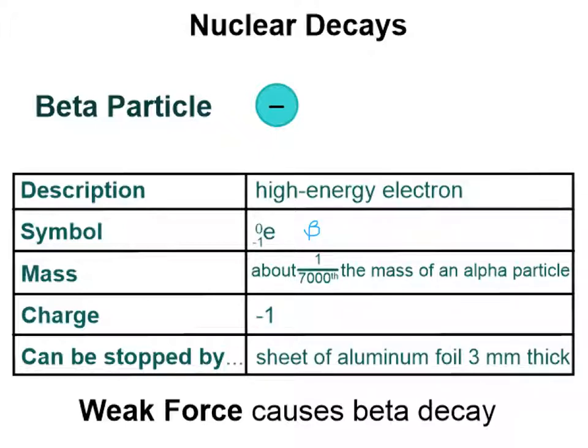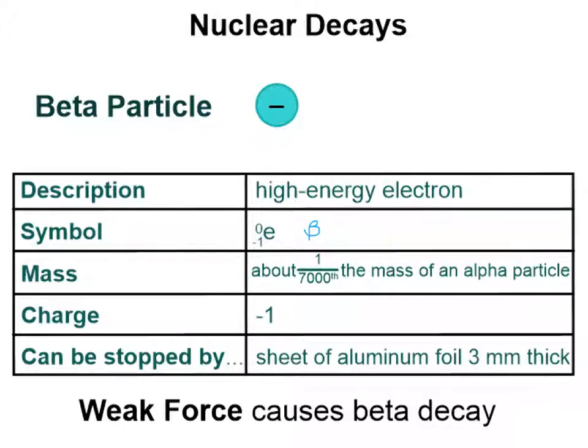It can be stopped by a sheet of aluminum foil that's about 3 millimeters thick. So a beta particle can penetrate more matter than an alpha particle. It's smaller. A beta particle would be able to travel through your skin, through most of the tissues in your body. It would actually take a sheet of aluminum at least 3 millimeters thick to be able to stop a beta particle or absorb most of that beta radiation.